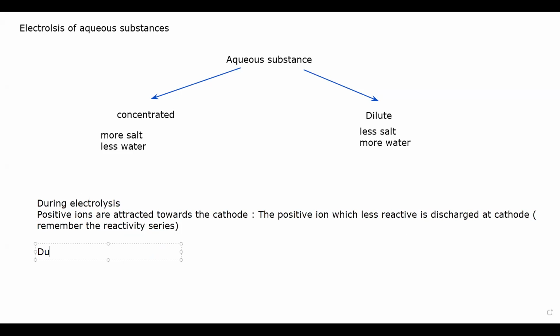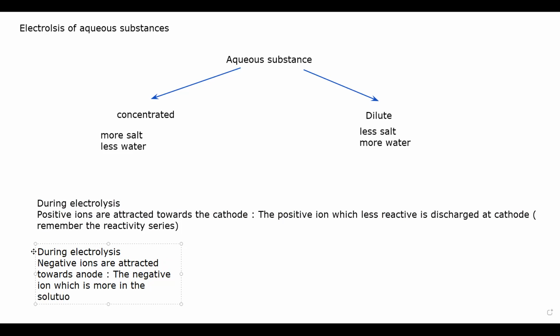And during electrolysis, the negative ions are attracted towards anode, but the negative ion which is more in the solution is discharged at anode. Discharge means collected. It's the same meaning if I use the term discharge or I say it is collected at anode or cathode. Discharge is a scientific term which is used for these ions when they are collected at anode or cathode.